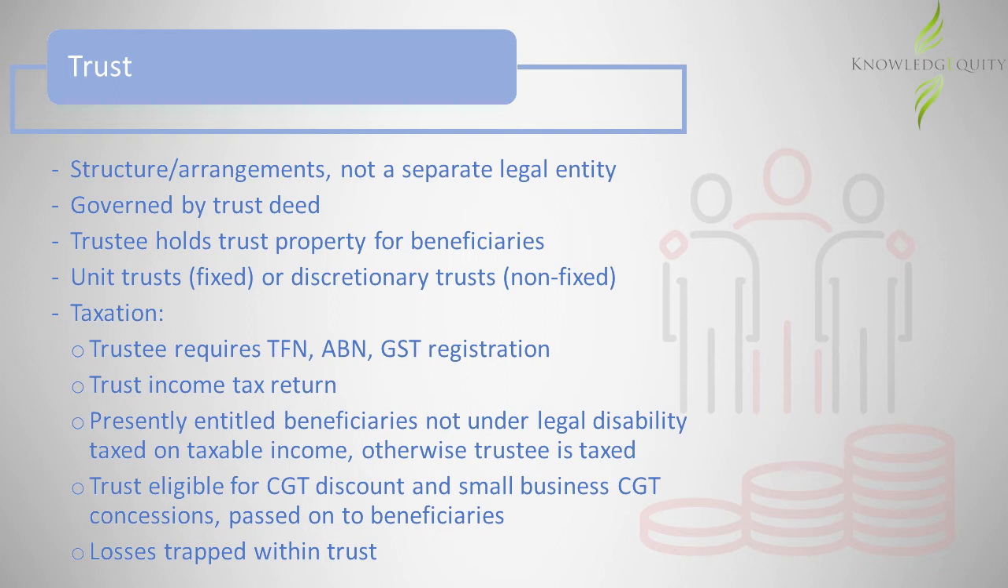The trust deed clarifies the responsibilities and powers of the trustee in managing the trust assets and distributing the trust income. Trusts can be unit trusts or discretionary trusts. In a unit trust, beneficiaries hold units in the trust in proportion to their entitlement to distributions. In a discretionary trust, the trustee has discretion on the distribution of entitlements to beneficiaries.